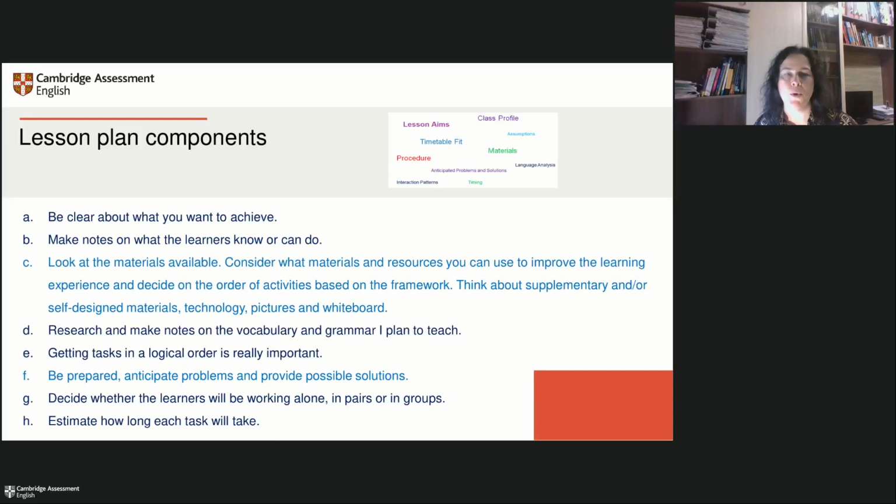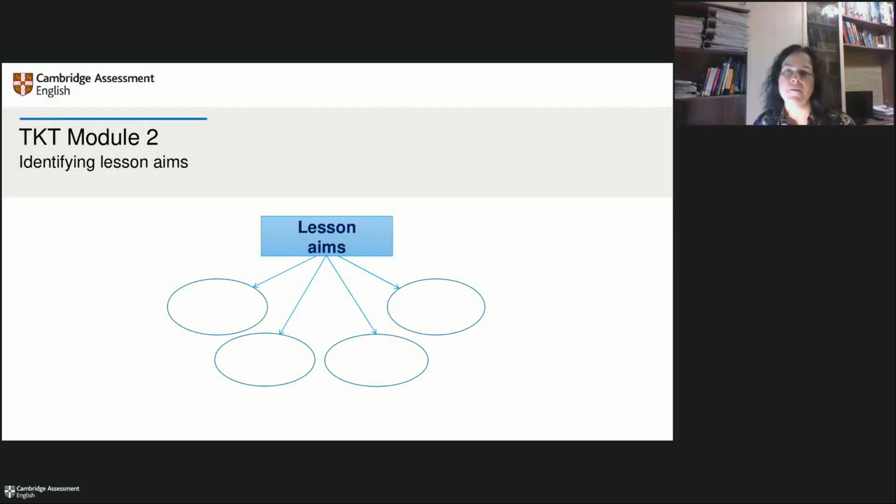Let's focus on A, which is lesson aims, right? So there are different types of aims we can identify and set. So what type of aims can we think of? Use the chat box, help me here. Skills, okay, you are mentioning a very interesting point, that there might be different types of lessons, and we keep in mind those, I'll be talking about that in a moment.